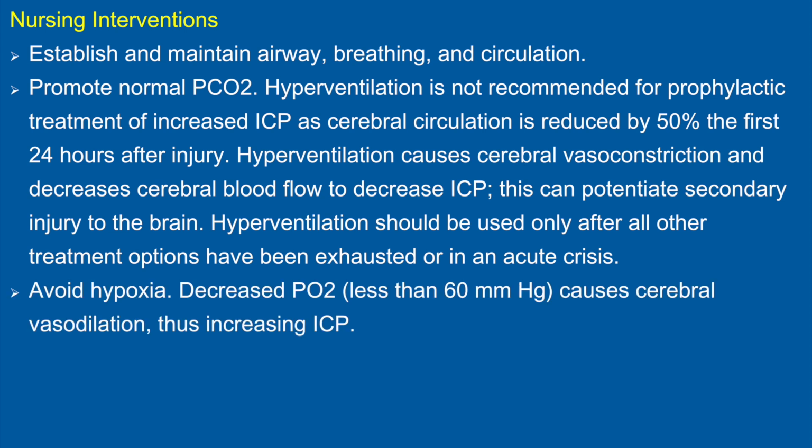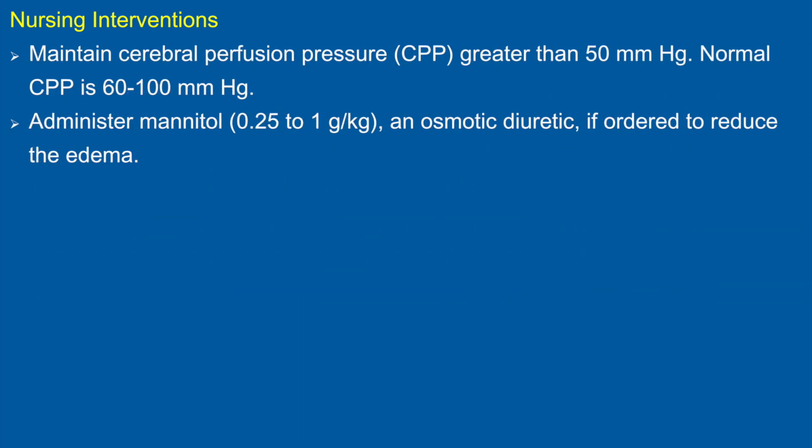Avoid hypoxia. Decreased partial pressure of oxygen less than 60 mmHg causes cerebral vasodilation, thus increasing ICP. Maintain cerebral perfusion pressure greater than 50 mmHg. Normal CPP is 60 to 100 mmHg. Administer mannitol, an osmotic diuretic, if ordered to reduce the edema.